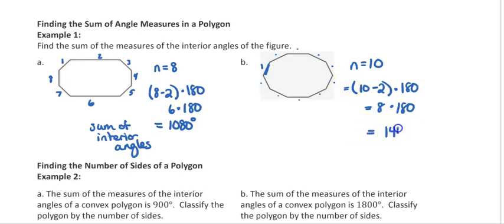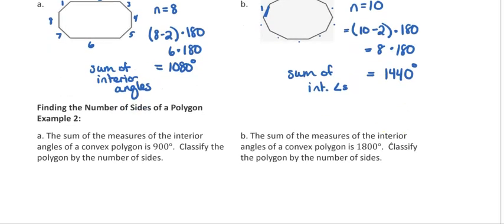and you get 1,440 degrees. And remember, that's not a single angle. That's what all the interior angles add up to. That is the sum of the interior angles of this 10-sided figure.